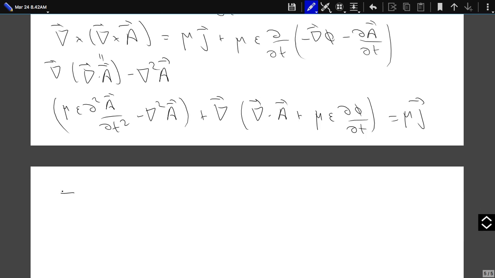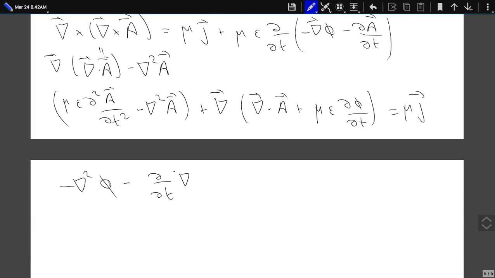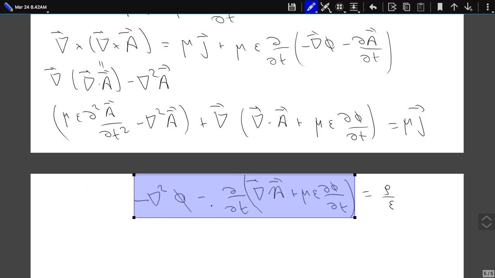Let me try to write down the above equation in a slightly different form. You see that equation is minus the Laplacian of phi minus del over del T divergence of A is equal to rho over epsilon. Well, let's see. Here I have the divergence of A, here I have the divergence of A. So that combination looks nice. Let's try to add that combination over here. Plus mu epsilon del phi by del T.